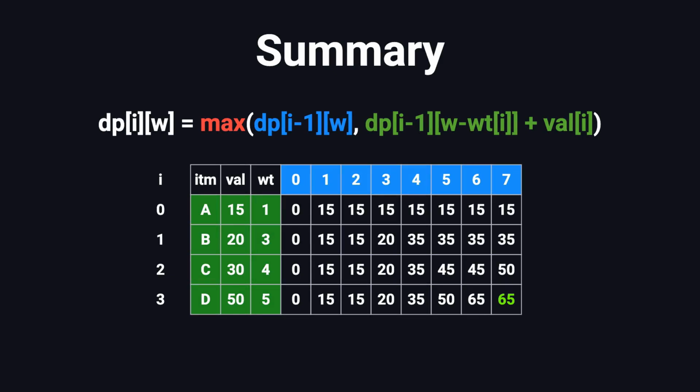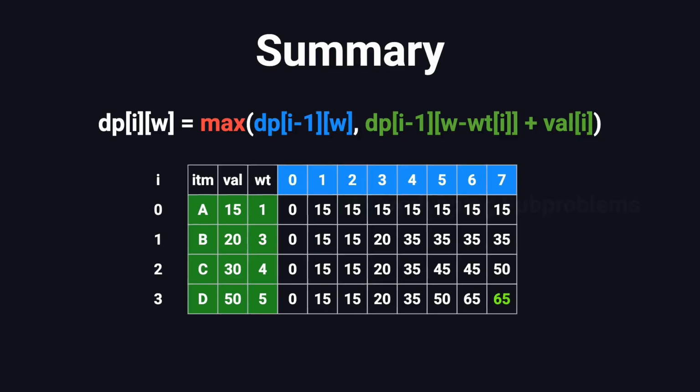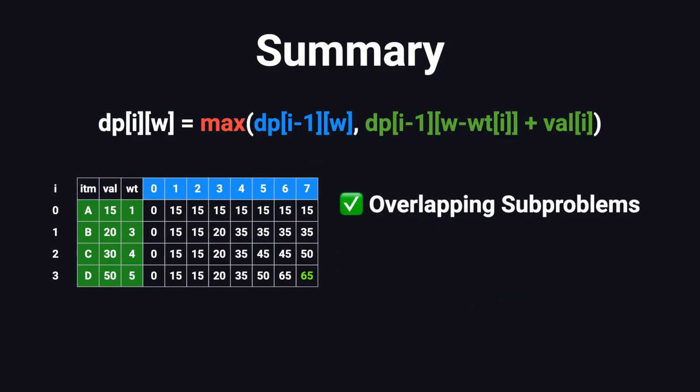Through this process, we can clearly see that the 0-1 knapsack problem has two key properties of dynamic programming. The first is overlapping subproblems, meaning the same smaller problems get solved multiple times. The second is optimal substructure, which means the best solution to the big problem can be built from the best solutions to its smaller parts. Because of these two features, dynamic programming is a perfect way to solve this problem efficiently.